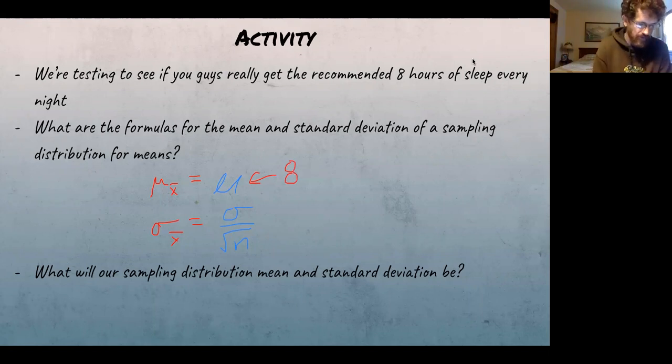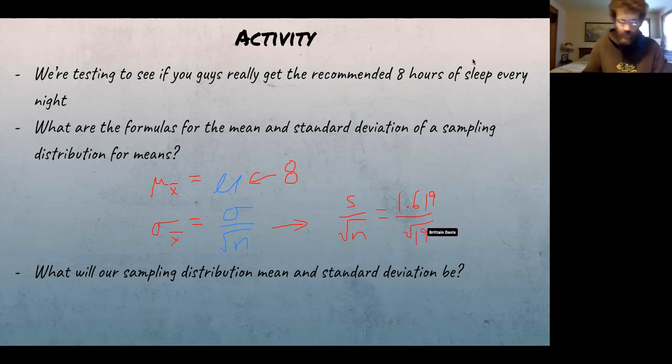Now, we obviously don't know the population standard deviation. We've got no information to indicate what that might be. So here, we're going to have to switch this to our sample standard deviation. And now we can use the values we came up with before. I have forgotten them, but luckily it's on my calculator. Our sample standard deviation was 1.619. Our sample size is 19. So we can calculate this real quick.